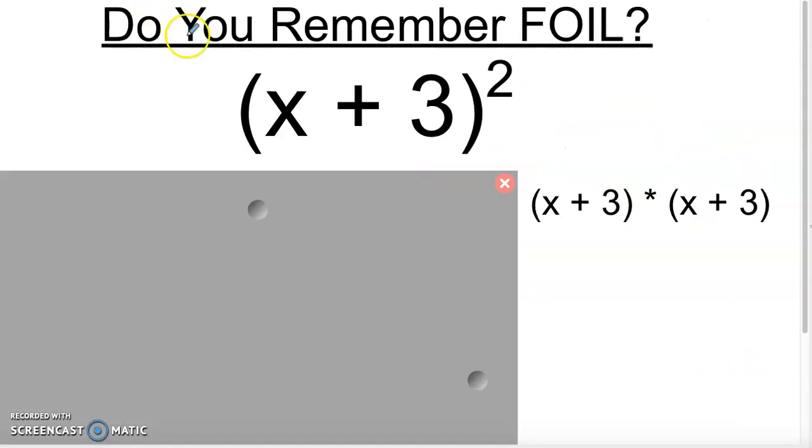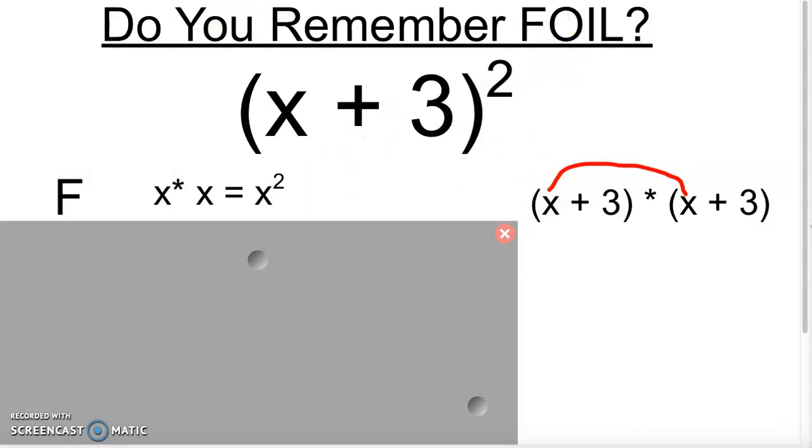Okay, let's try another one, except we're going to use what's called FOIL. So x plus 3 squared is the same as x plus 3 times x plus 3. FOIL is going to be first, outer, inner, last. So the first terms we multiply together. So x times x is x squared.